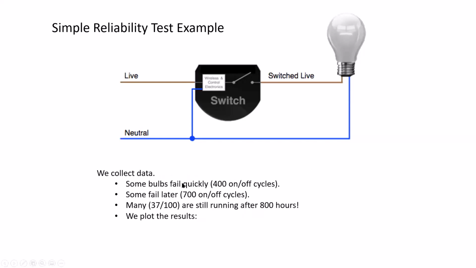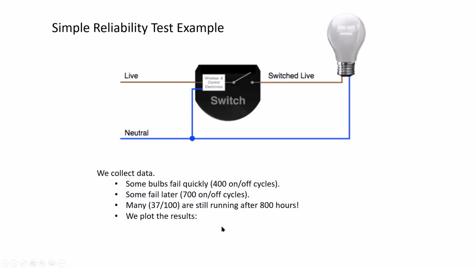Okay. So we collect some data. We've got these 100 bulbs that we're switching on and off, and some bulbs fail pretty quickly, maybe after 400 on-off cycles. And some may fail later, maybe at 700 cycles. Many, in this case where I generated the data, 37 out of the 100 bulbs were still running after 800 on-off cycles. Sorry about that.